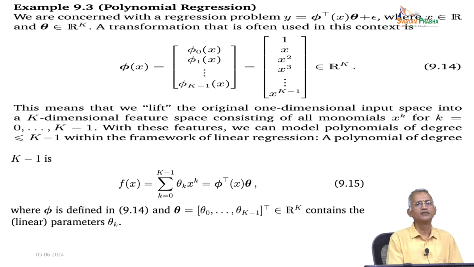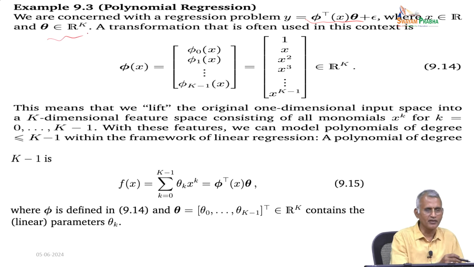Next example, we have a polynomial regression. So, we are concerned with the regression problem y equal to phi transpose of x into theta plus epsilon, where x in R and theta in R power k. So, the transformation that is often used in the context is phi of x equal to phi naught of x, phi 1 of x and so on, phi k minus 1 of x is 1, x, x square, x cube and so on, x power k minus 1, which belongs to R power k.